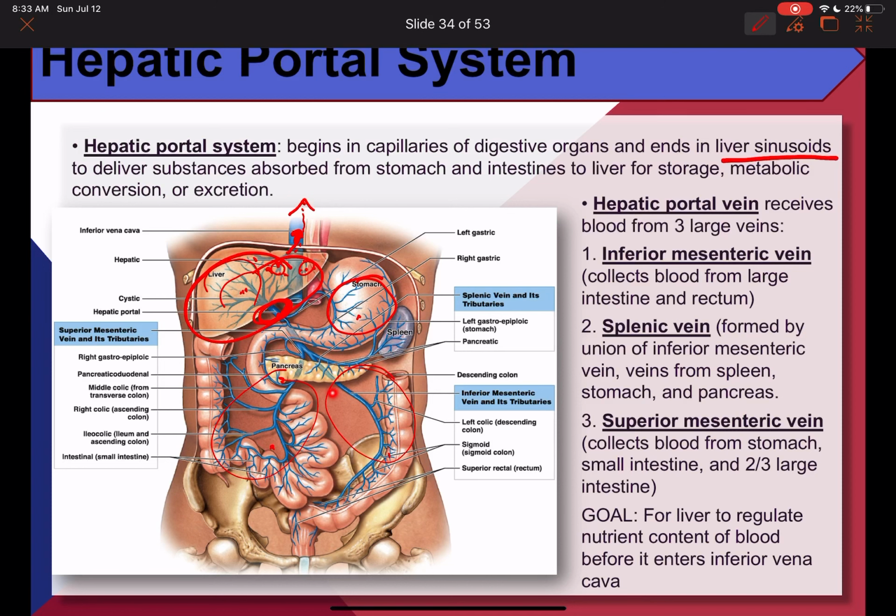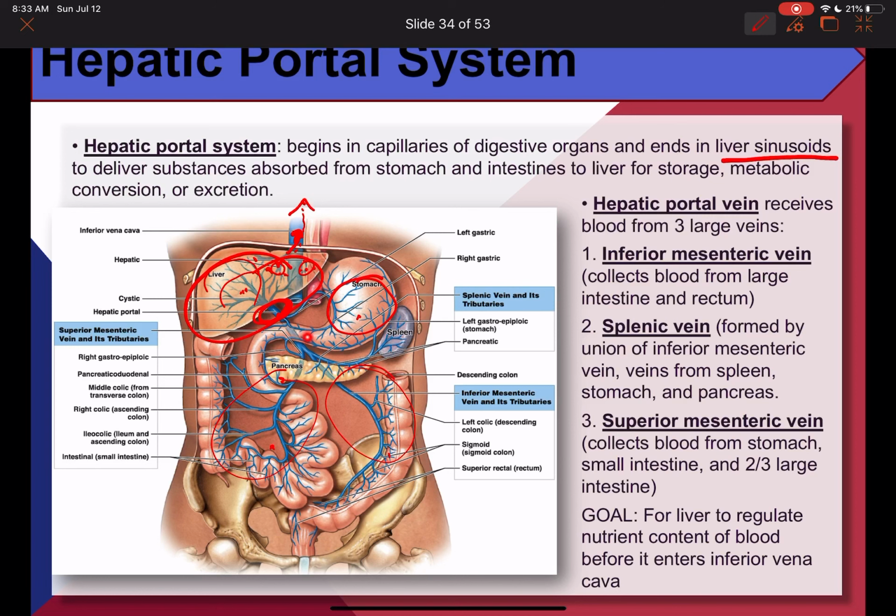Splenic vein is easy. It starts with spleen, so of course it leads into the spleen right here. Spleen is always kind of squished off to the side next to the stomach. So this is the splenic vein that's coming out of the hepatic portal vein. And then it also branches into the superior mesenteric vein.